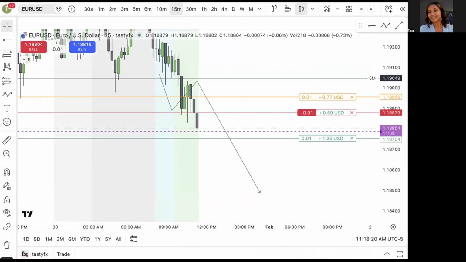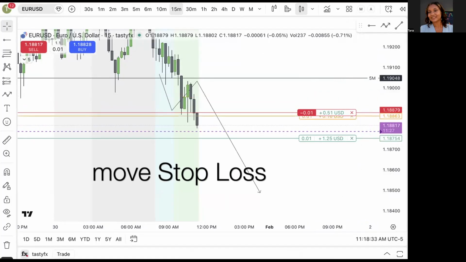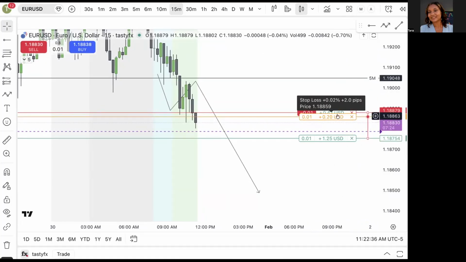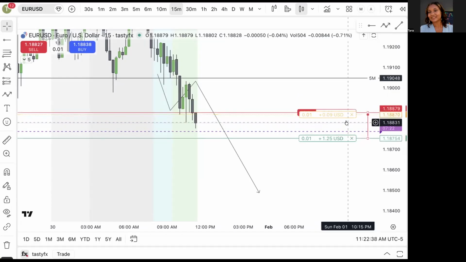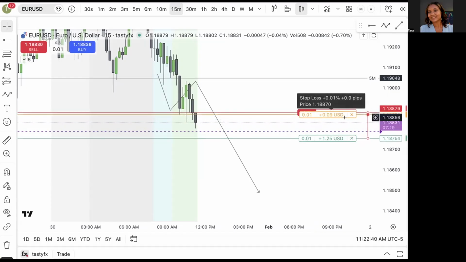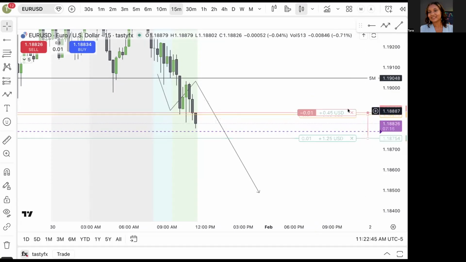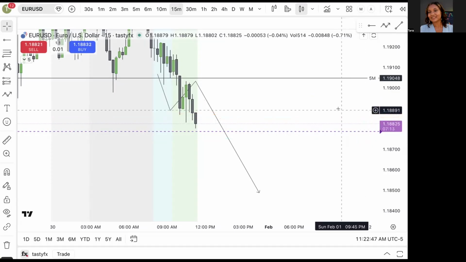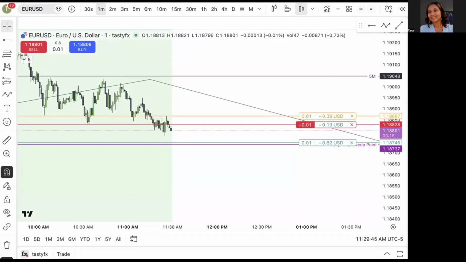Okay, we can see that price has left the zone, so we can go ahead and move our stop loss just enough to cover the commission. Then I noticed that price was starting to push up on the 15-minute time frame, so I decided to go ahead and exit the trade and secure my profit. Later, I took a look at the 1-minute time frame and noticed that price was still continuing down. So we marked out that liquidity sweep point that we found earlier and made that the target.